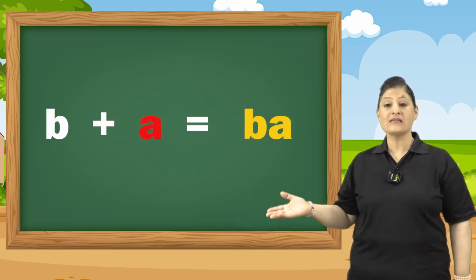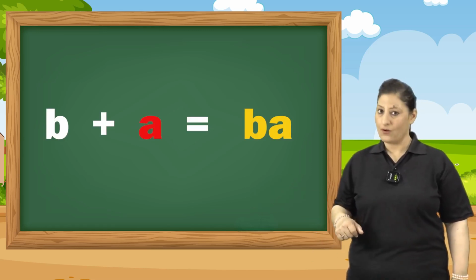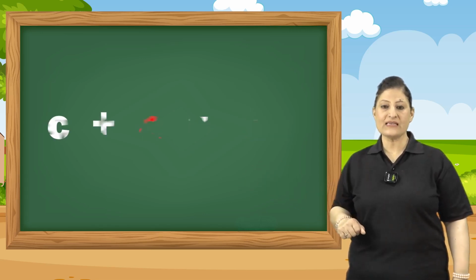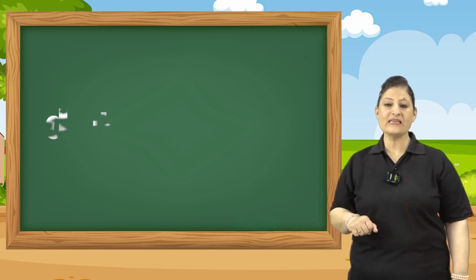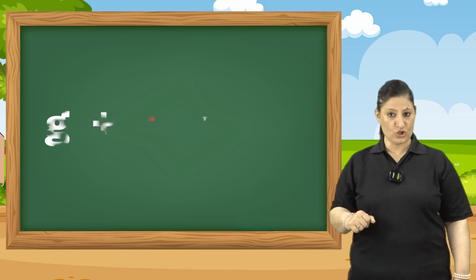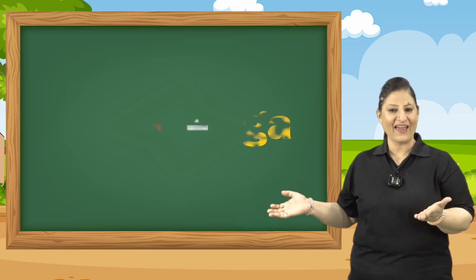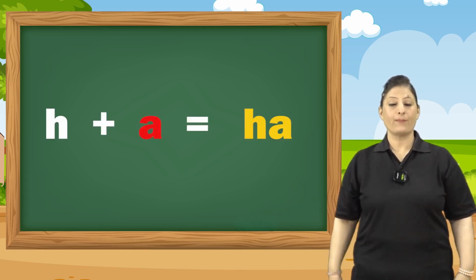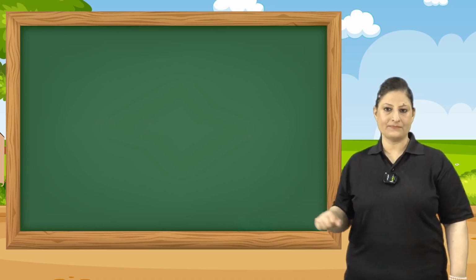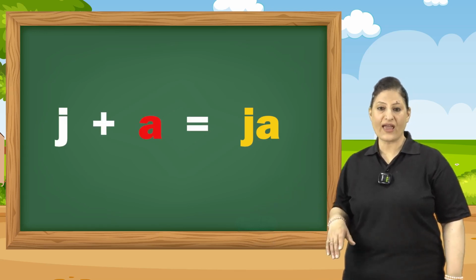When we add vowel A to the consonants at their back, what sound does it become? B-A, ba. C-A, ca. D-A, da. F-A, fa. G-A, it says ga. H plus A, ha. J plus A says ja.